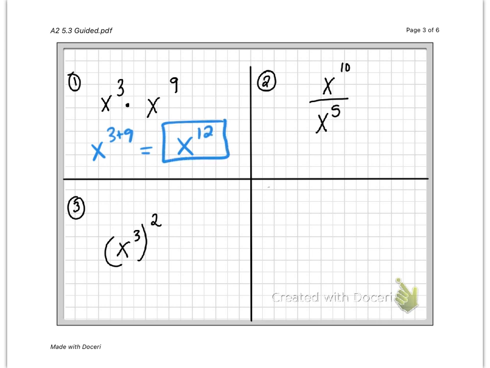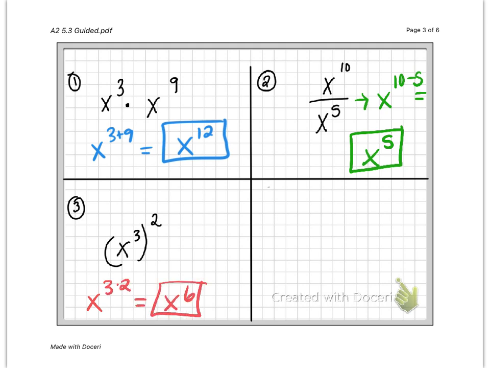Number 2, the bases are the same and we're dividing. So what should I do with my exponents? Yep. x to the 10 minus 5, which is x to the 5th. Okay, number 3 is power of a power. What should I do with my exponents? Good. x to the 3 times 2, which is x to the 6th.